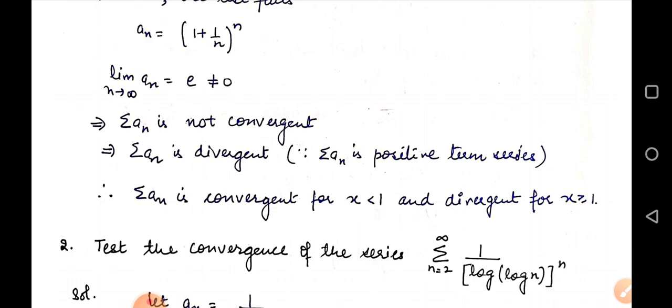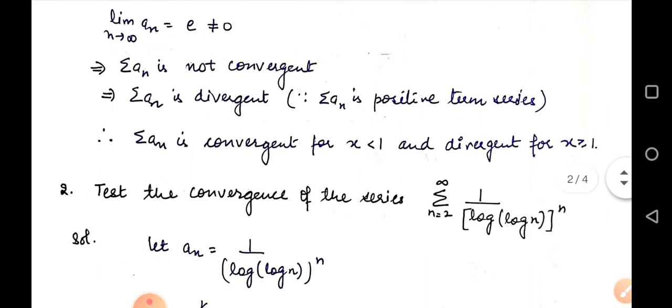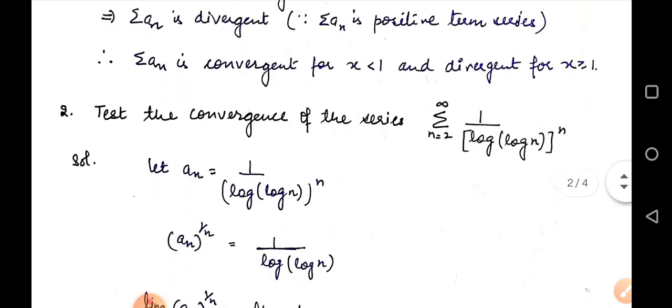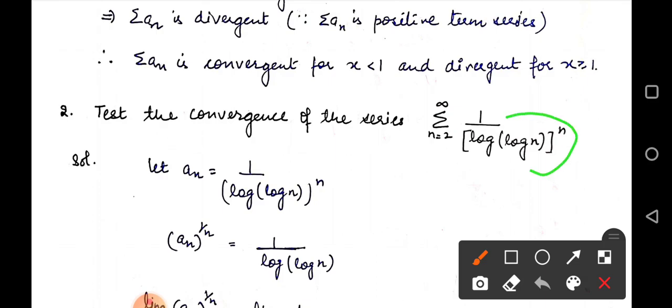Next question, test the convergence of the series summation n from 2 to infinity, (1 upon log of log n) to the power n. अब यहाँ पे भी अगर आप ऑब्जर्व करो तो n की पावर में n है. So we will prefer Cauchy root test. an is equal to 1 upon (log log n) to the power n. So it is an to the power 1 by n.